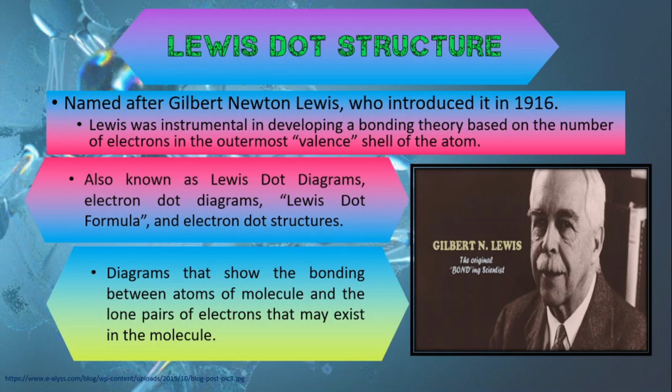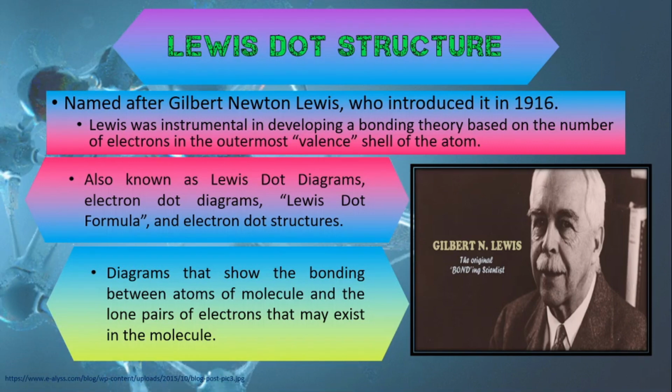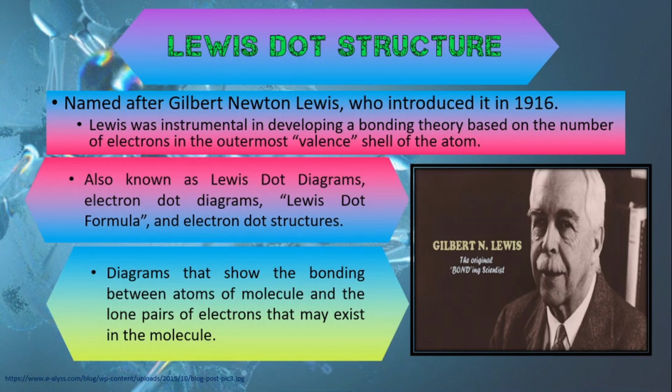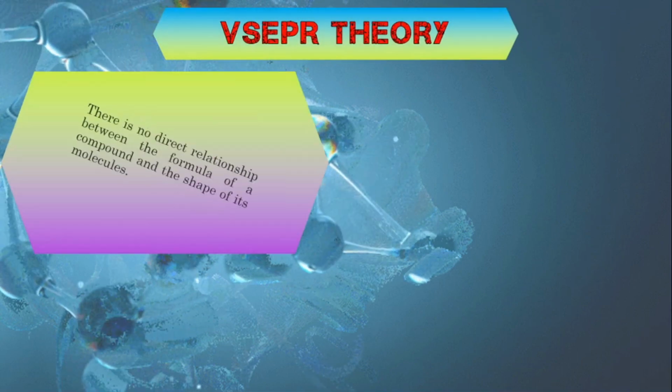Lewis-Dot structure is a diagram that shows the bonding between the atoms of a molecule and the lone pairs of electrons that may exist in the molecule. Lewis-Dot structure corresponds with the VSEPR theory.